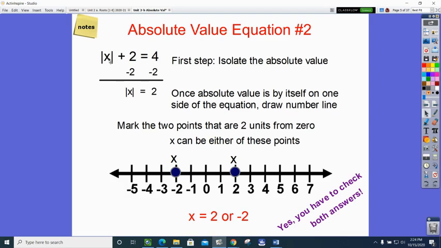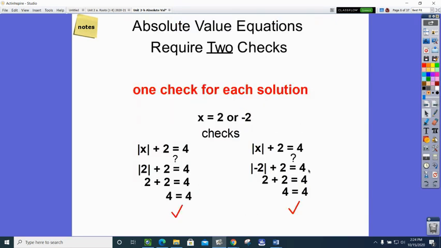And if we were to go back up here, we actually have to check both answers. These absolute value equations are the first time that we're seeing more than one answer possible in an equation. If I put the +2 in, the absolute value of 2 is 2, add 2 is 4. And if I put the -2 back into the original equation, the absolute value of -2 is 2, plus 2 is 4. Since you get 2 solutions, you do have to check both of them.